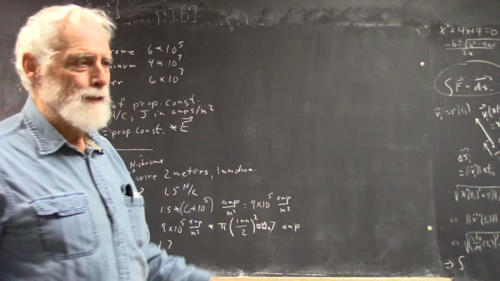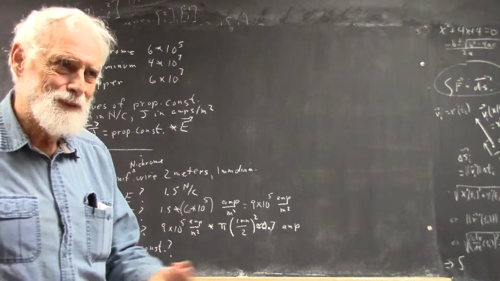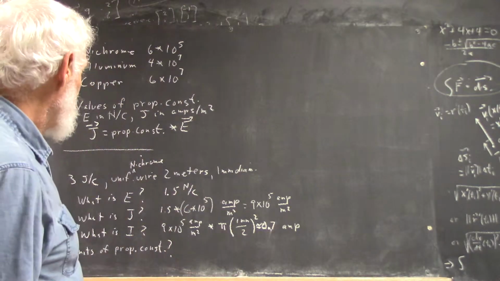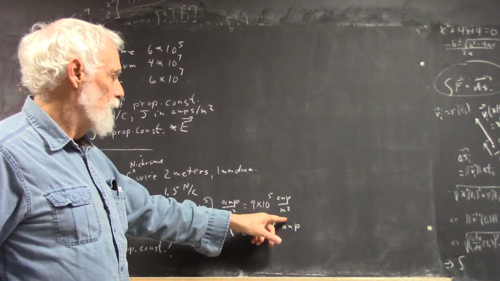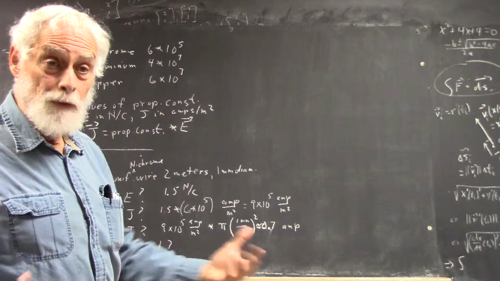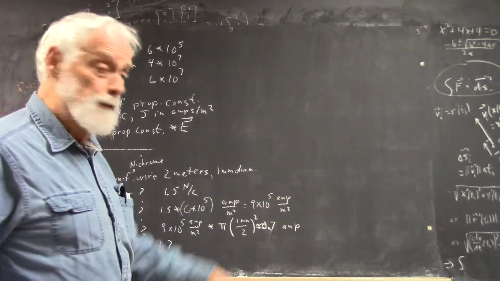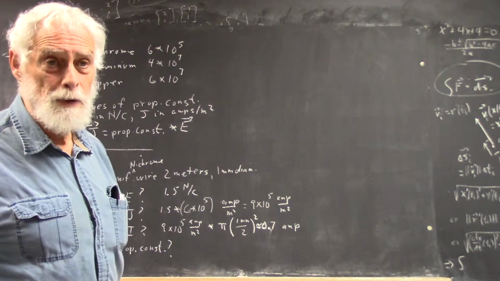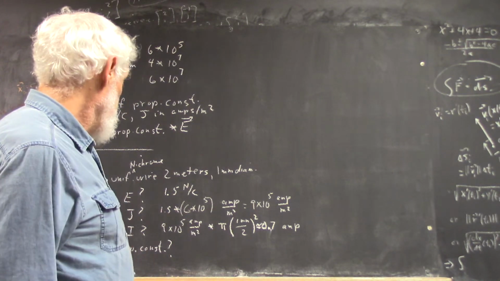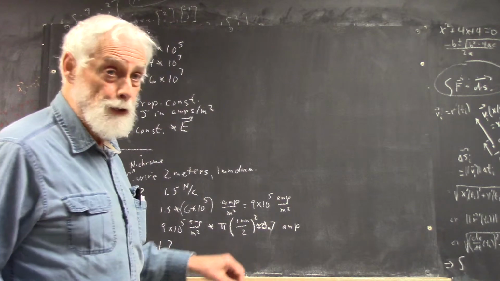Now, if you've got a smaller nichrome wire, 1 millimeter in diameter, well, you just multiply the number of amps you have per square meter by the cross-sectional area of the wire, and there's your current. 7/10 of an amp, which kind of makes sense. Okay? And then you ask what the units of the proportionality constant are.